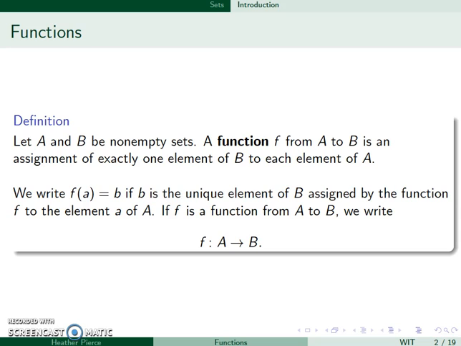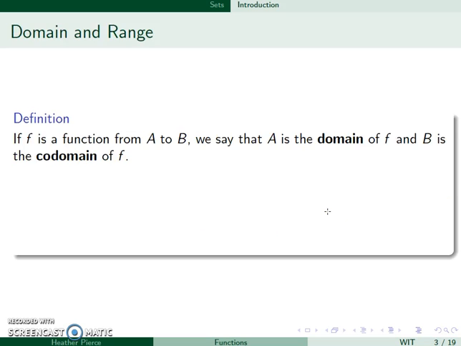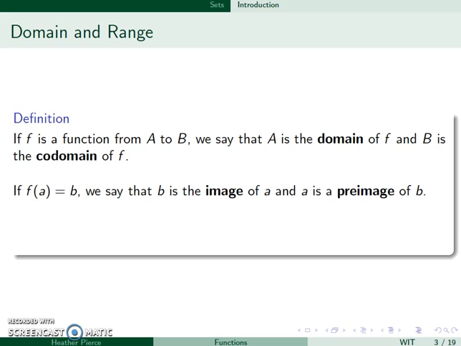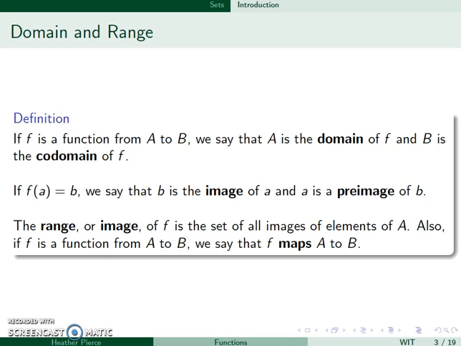In addition, we write functions using this notation, f: A → B. So this is read, a function f from A to B. And if we have this function from A to B, we'll say that A is the domain of f and B is the codomain of f. If f(a) is equal to b, we say b is the image of a and a is the preimage of b. And the range of f is the set of all images of elements of A. Also, if f is a function from A to B, we say f maps A to B.